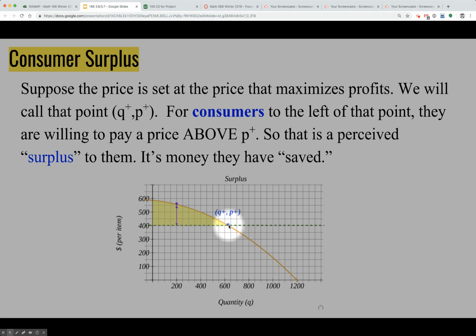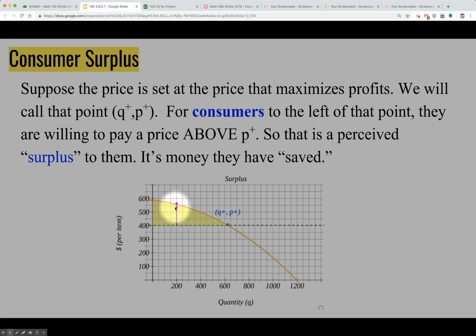Now notice points on the demand curve to the left of that correspond to prices that are above where we actually set this item. So if you look at this dot right here, you can see that corresponds to a price of about, let's say, $560. So this is all the consumers who are willing to pay $560 for this item, but we're only going to charge about $400 for it. So to those consumers, that can be considered as a savings or a surplus. And that's represented by that vertical arrow here.